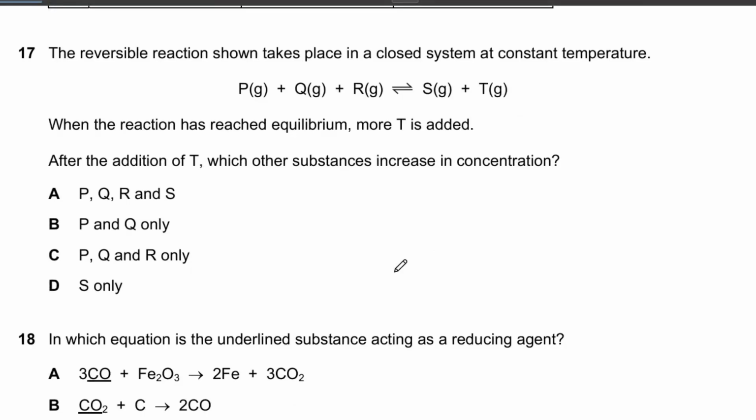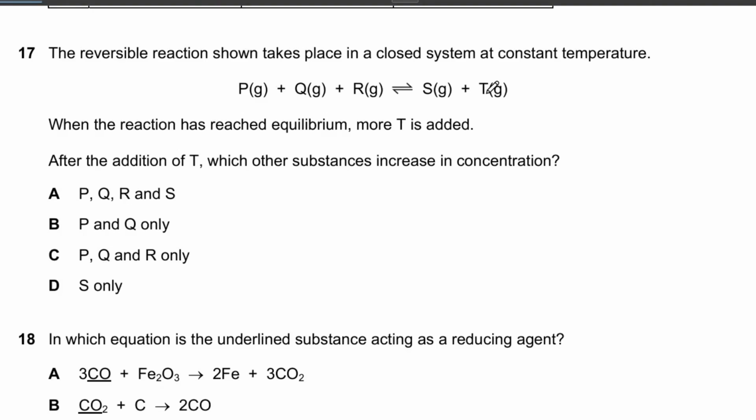Question 17. The reversible reaction shown takes place in a closed system at constant pressure. When the reaction has reached equilibrium, more T is added. After the addition of T, which other substance increases in concentration? So it's an equilibrium reaction. So if more of T is added, what will happen to the equilibrium?